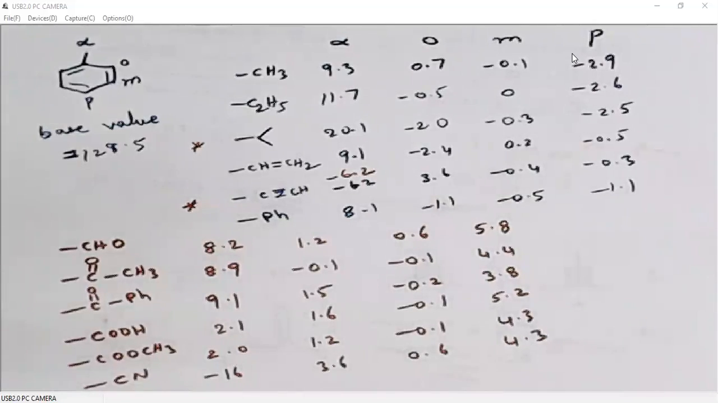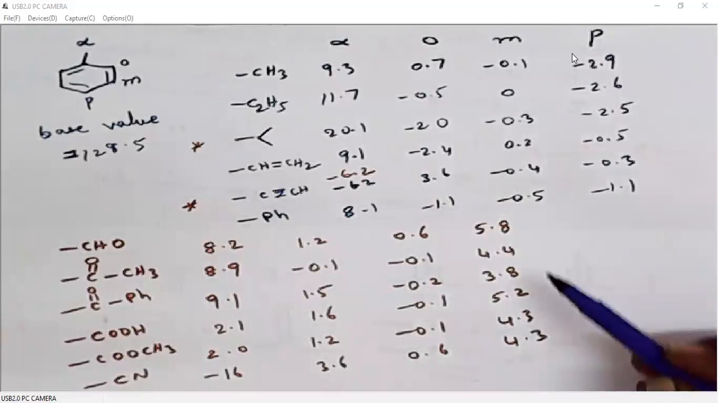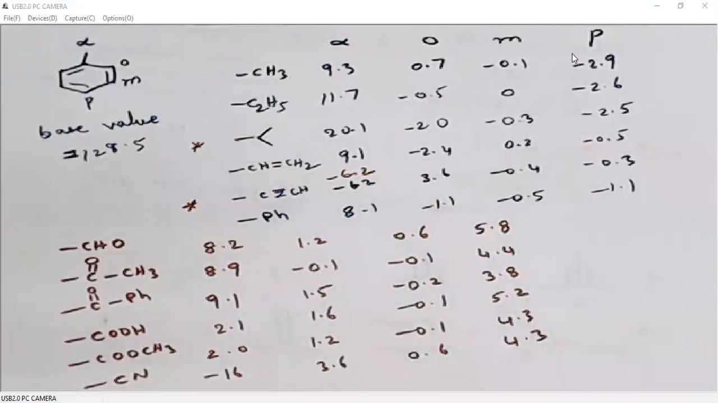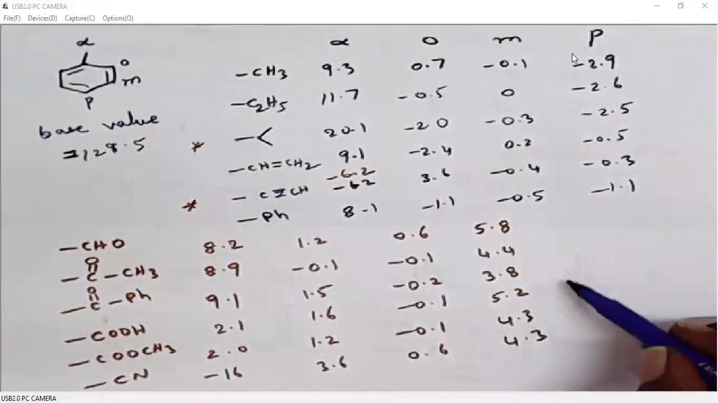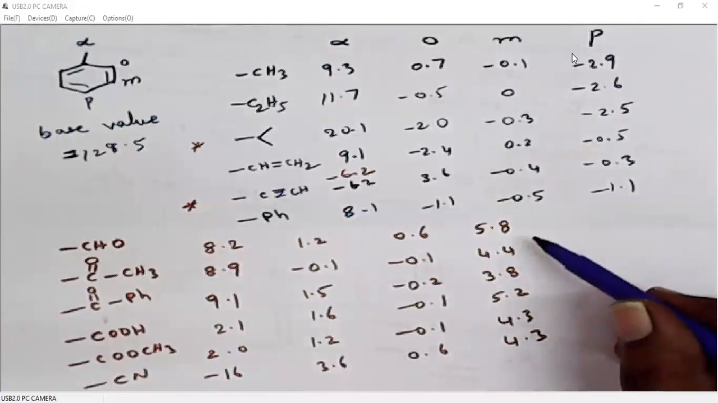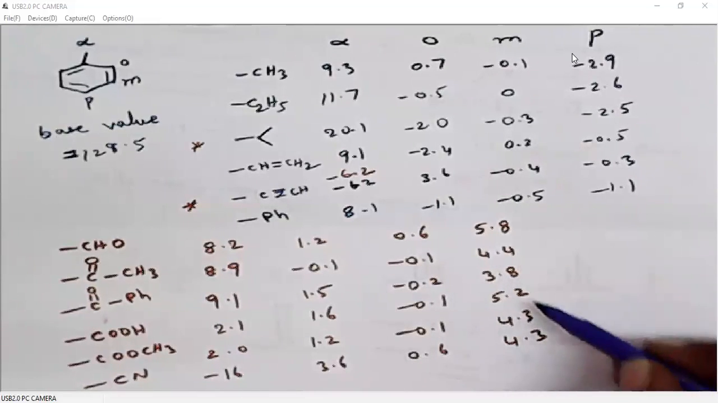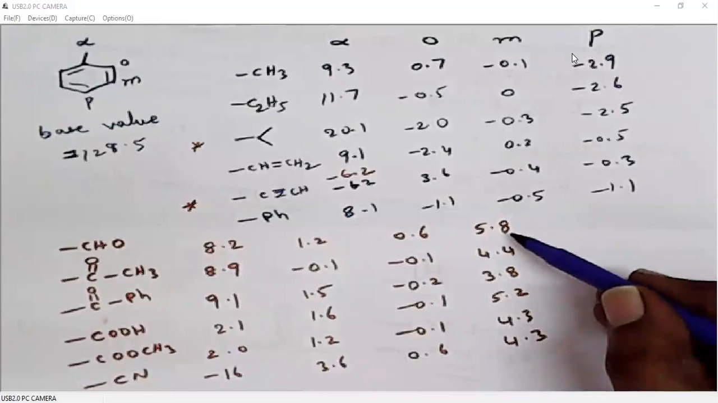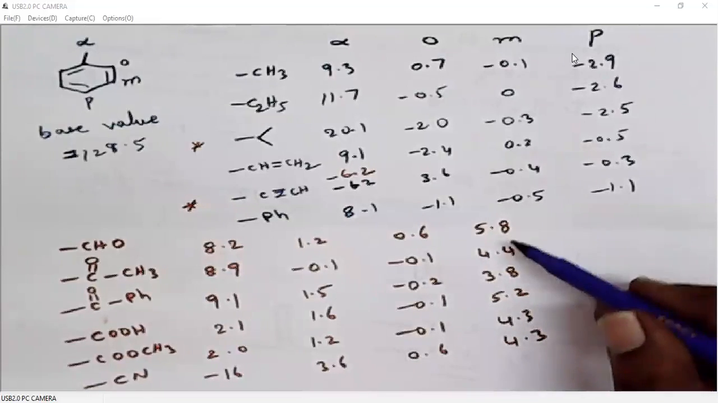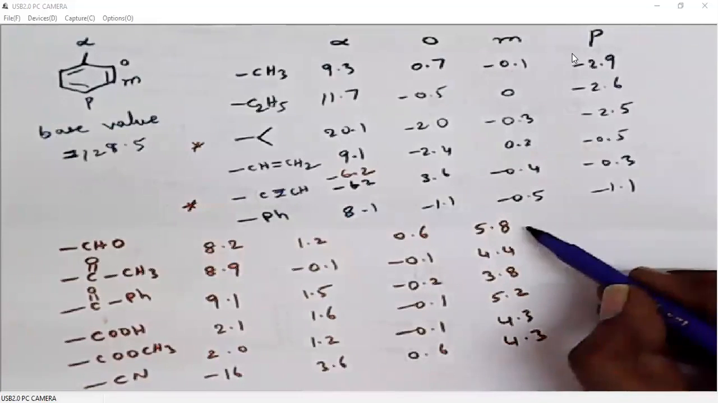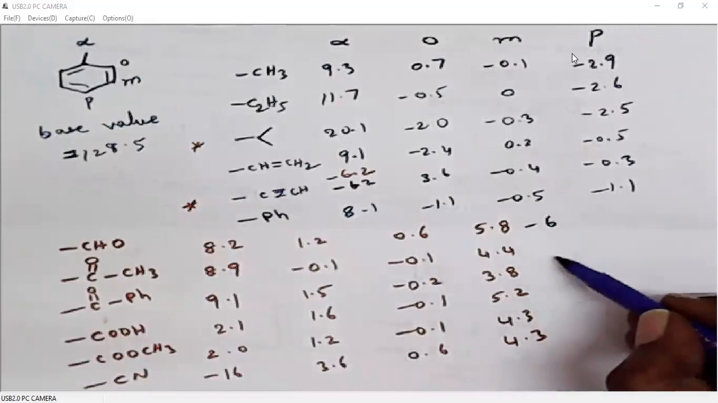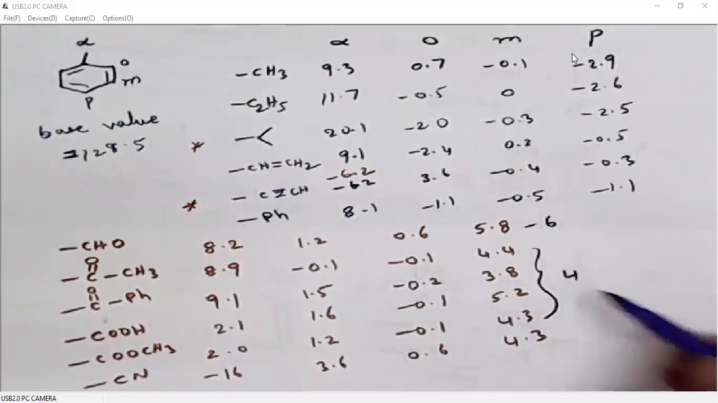Now we will look at the shortcut. In these carbonyl systems, we need to remember the para also. But how much? It is either 4 to 6. So 4.4, 3.8, 4.3, 4.3. All these values are about 4, or at the maximum for aldehyde, we have 6. So just take this: if you have aldehyde at para, add 6. For all others, you just add 4.